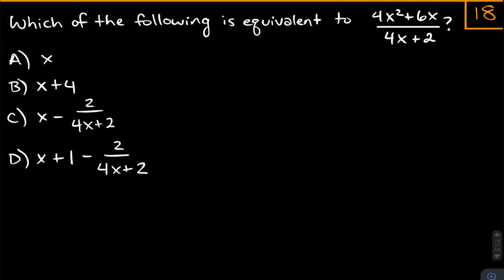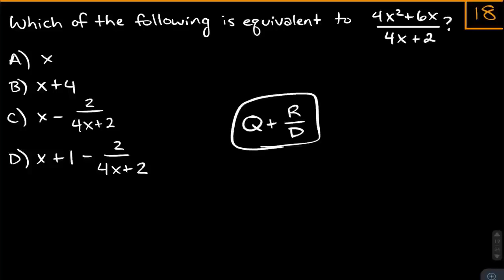With long division, you have some terms, and then you have a fraction at the end. That's how you know you're dealing with a quotient plus remainder over divisor. That's the form of long division. And we're going to do that in a second here, because it's going to be smart to long divide this.